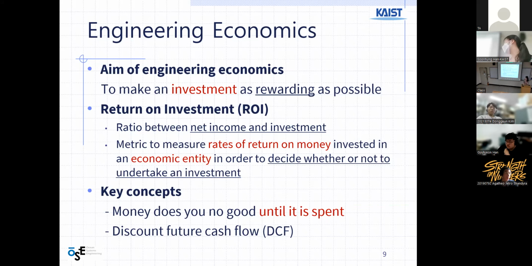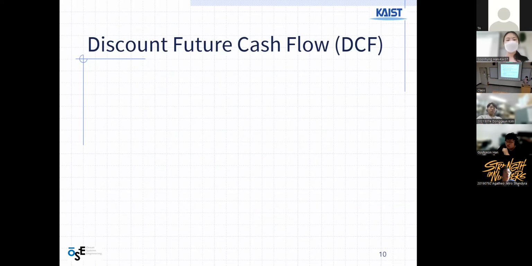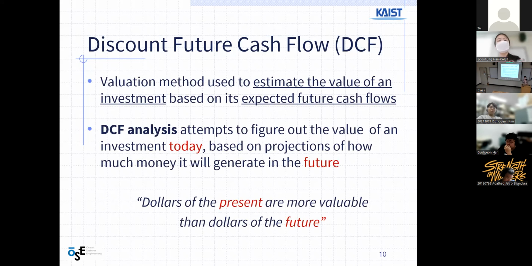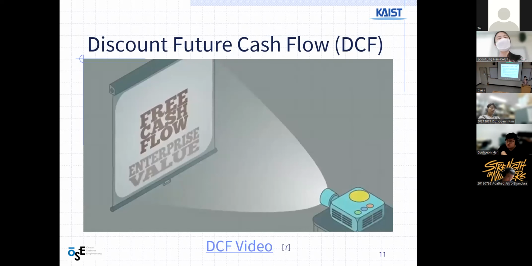The key concepts that are explained here are that money does you no good until it is spent, and also discount future cash flow. Discount future cash flow refers to the valuation method, which is used to estimate the value of an investment based on its expected future cash flows. So this is kind of like what you know today used to predict something that happens in the future. It's kind of like a model to predict what is going to happen in the future, kind of like a simulation in a way.